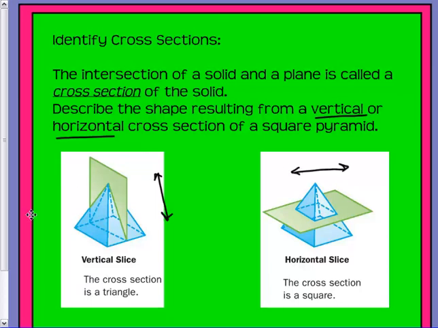of the square pyramid. So when I cut this straight down, I can see in this dotted line a triangle. So the cross section is a triangle. When I slice it like this horizontally, I see a square. Okay, so the horizontal slice of a square pyramid is a square, and the cross section of a vertical on the square pyramid would be a triangle.